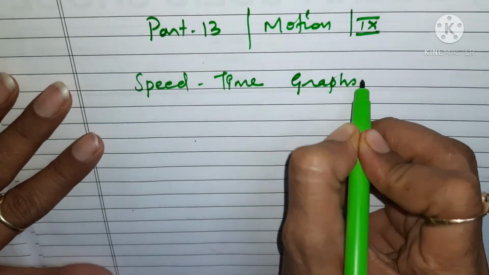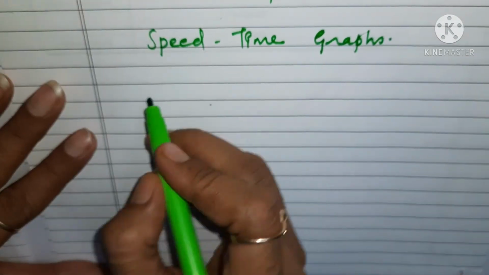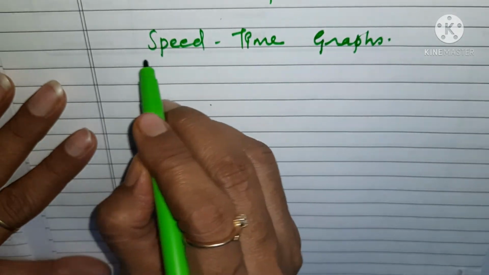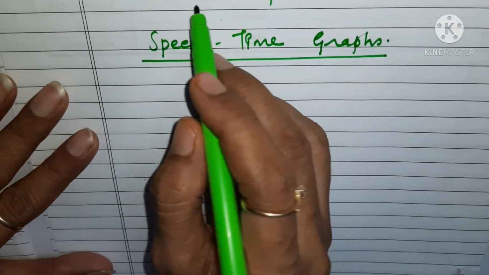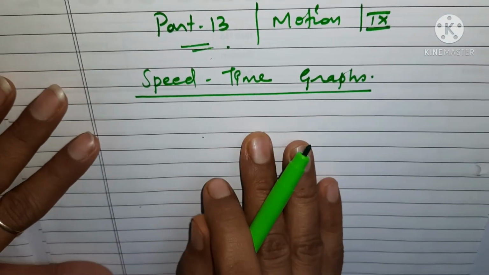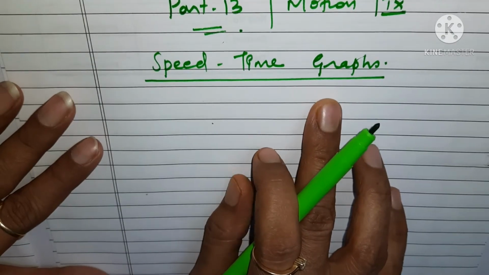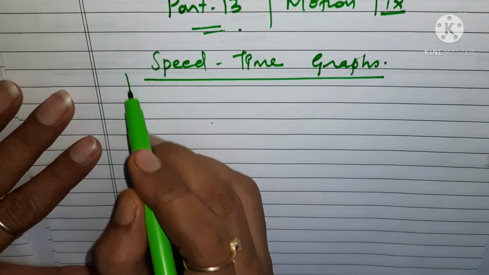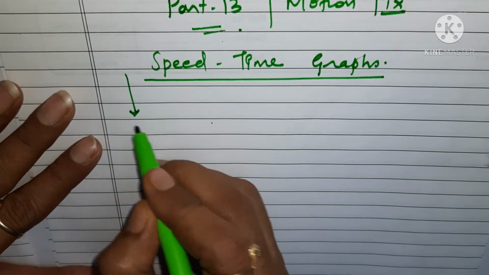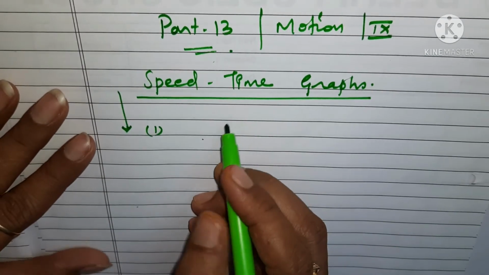Before starting speed time graphs, I would like to tell something about them in this session, because we are having sub parts. So I am going to describe all the three parts which are there in these speed time graphs. Speed time graphs in general have three types, which we are going to study.